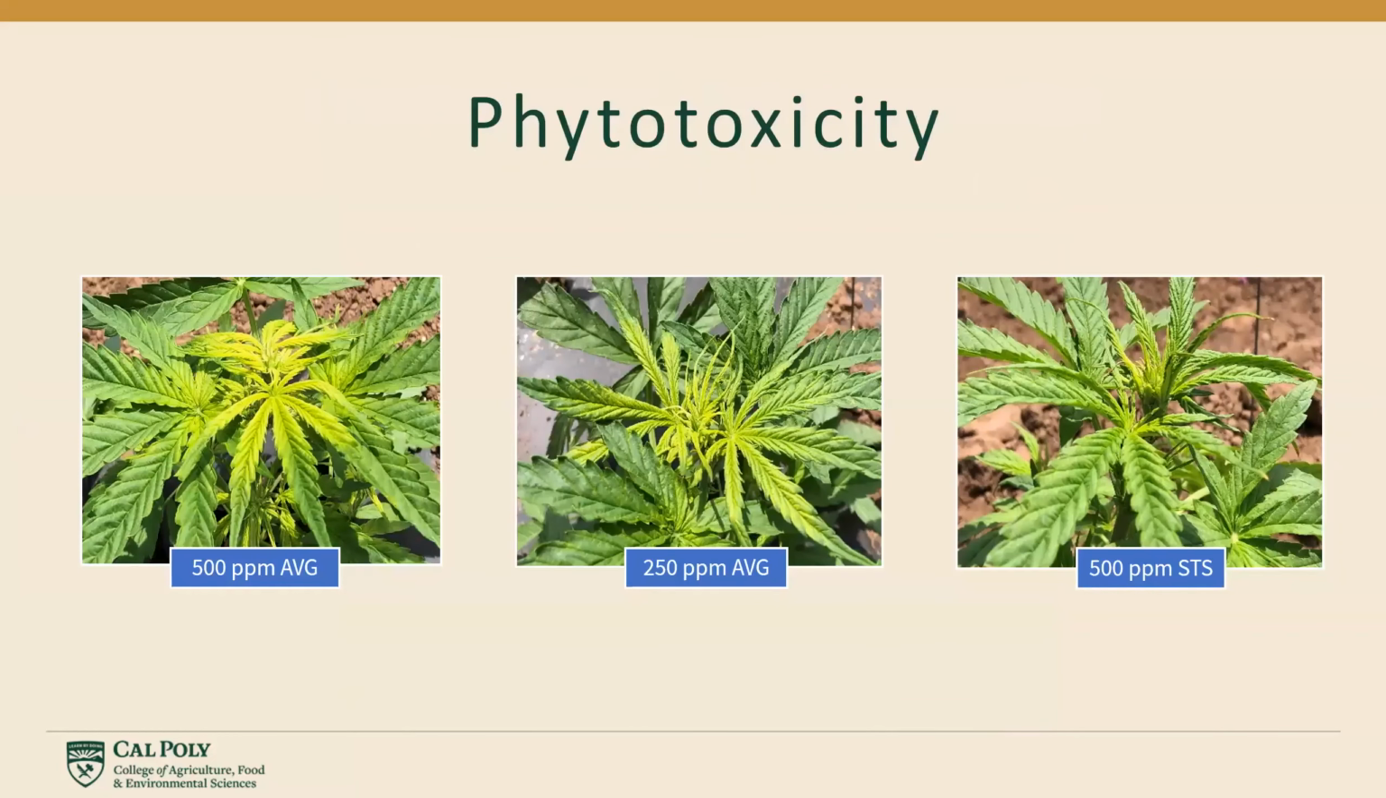So these photos were taken a day after the first application. On the left is a phytotoxic response to 500 ppm of AVG, and in the middle is a phytotoxic response to AVG at a half rate. And on the right is a plant treated with a full rate of STS. Phytotoxicity was commonly observed in plants treated with AVG, and only a little bit of phytotoxicity was with plants treated with STS. Plants were able to bounce back relatively quickly from treatments of STS, whereas the yellowing caused by AVG lingered until flower development and pollen release.